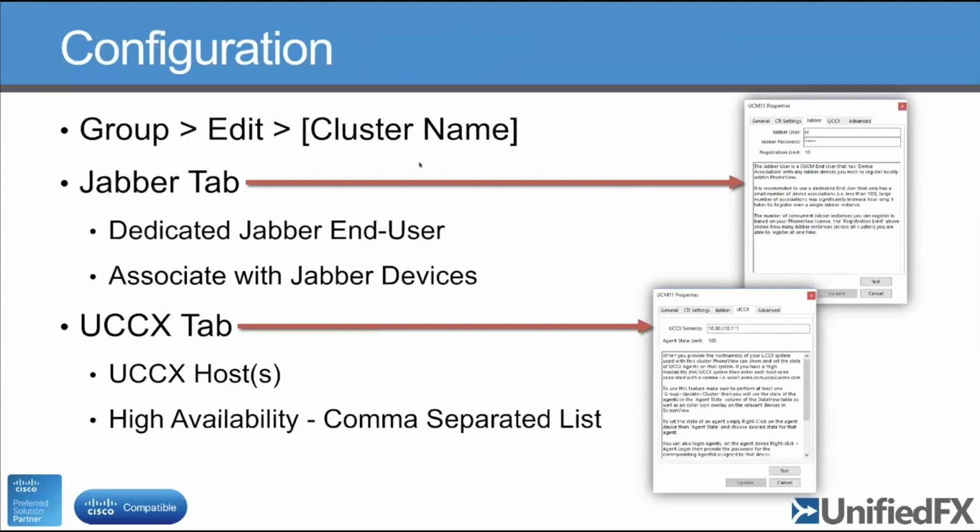Within that advanced configuration, we've got two new tabs. We've got a Jabber tab, and within that you populate a dedicated Jabber end user. It must be an end user, and it must have association to any of the Jabber devices that you wish to register within PhoneView. Otherwise, it won't work.